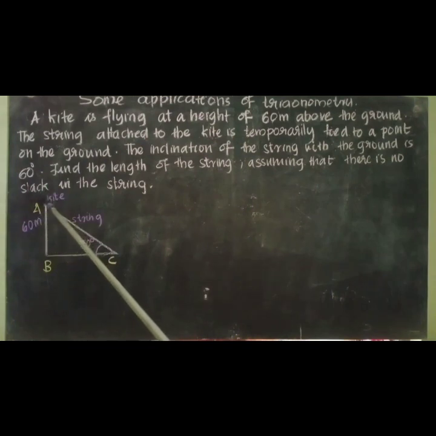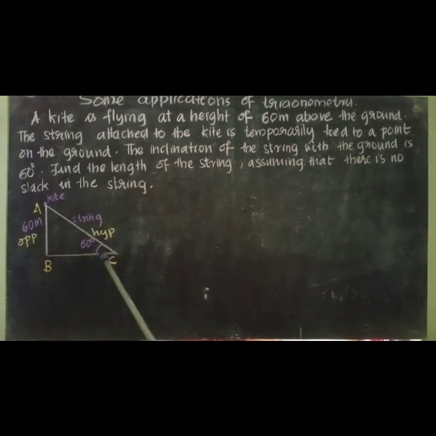So, our kite is here and this is the string. It is tied to a point on the ground and it is making an angle of 60 degree with the ground. And again given the kite is at a height of 60 meter above the ground. So this height AB is 60 meter and this angle is given 60 degree. We need to find out the length of the string.